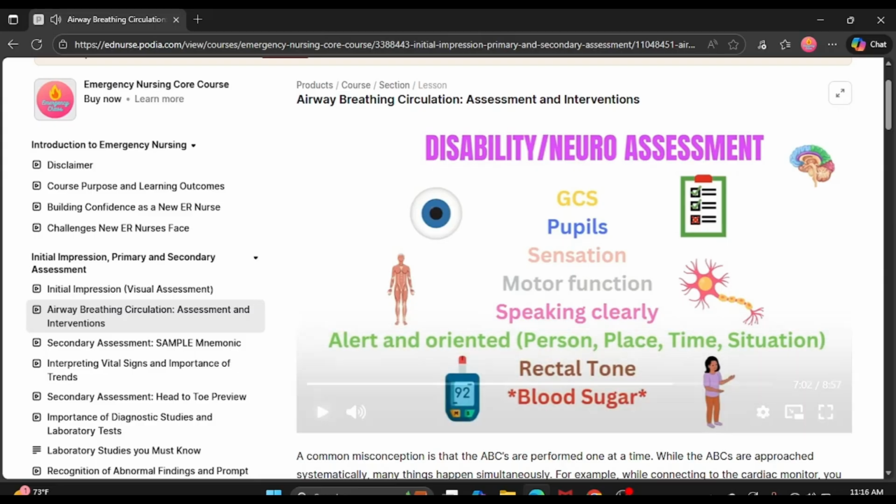And again, that was the ABCs. In the ER, we're going to handle all the emergencies, and it always starts with the airway, breathing, and circulation.